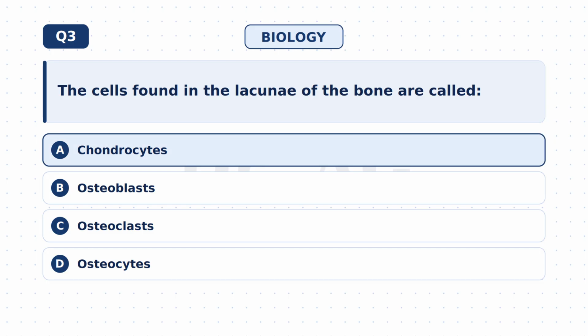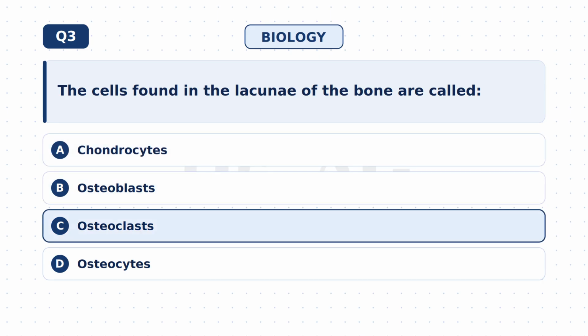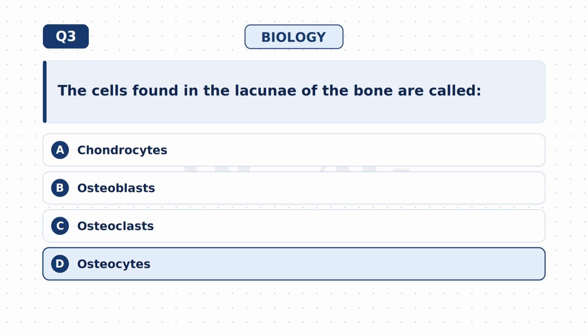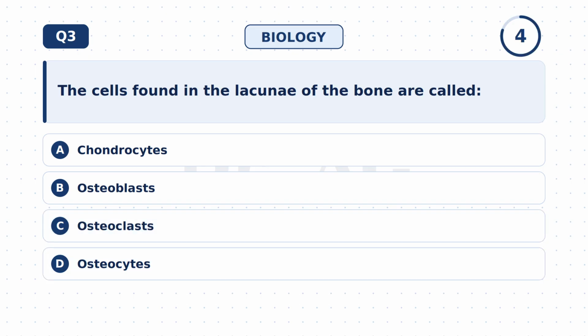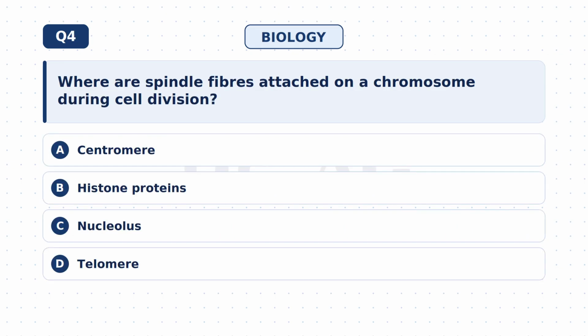Question 3. The cells found in the lacuna of the bone are called. Option A. Chondrocytes. Option B. Osteoblasts. Option C. Osteoclasts. Option D. Osteocytes. The correct answer is D. Osteocytes.